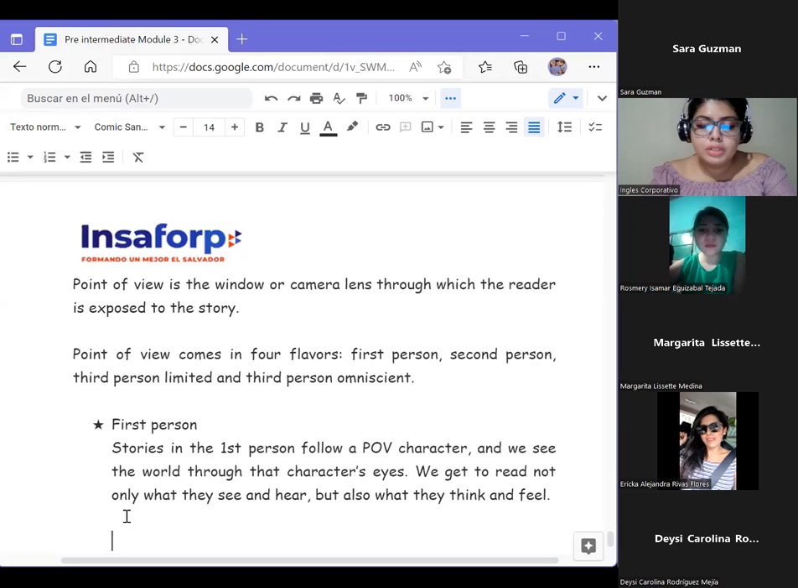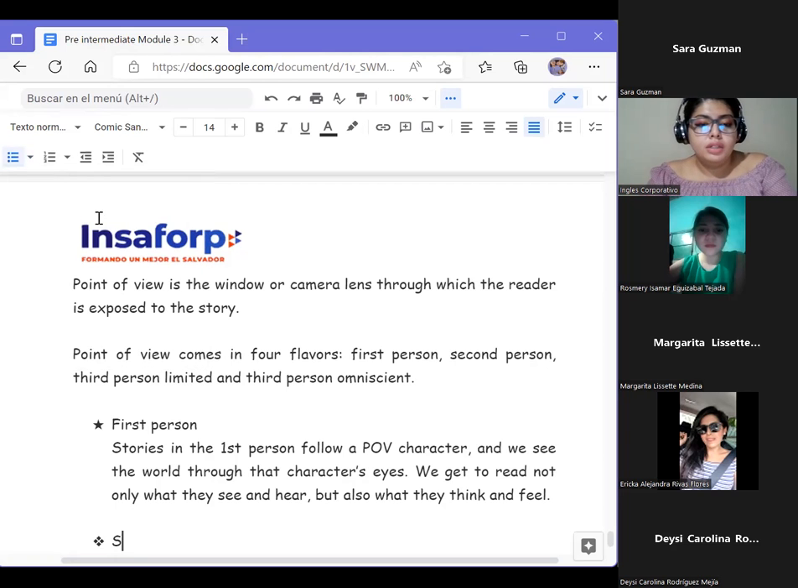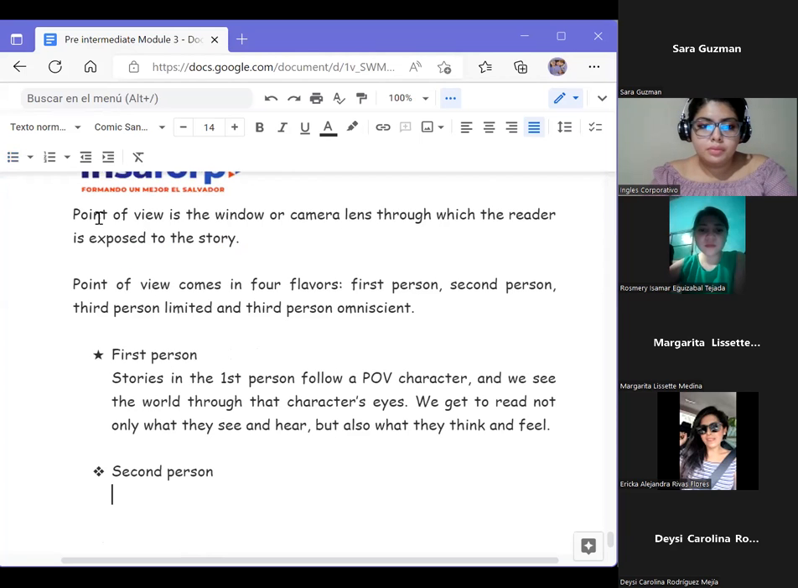Now, second person point of view. Second person. And this one said, try this flavor if you are experimenting. If you are writing a choose your own adventure book, or if you are writing articles like this one, this point of view turns the reader into the character of the story. And in this case, it's like experimenting something.